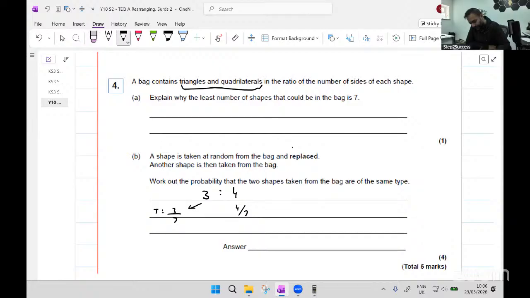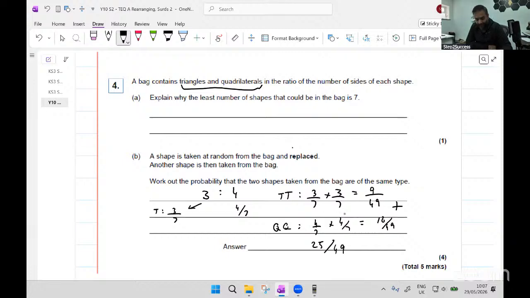and work out the probability that they're both the same type, and we're replacing it each time. So the probability of getting two triangles would be 3 over 7 times 3 over 7, which is 9 over 49. And the probability of getting two quadrilaterals would be 4 out of 7 times 4 out of 7, which is 16 out of 49. And because both of these are possible, you add those two answers together. 9 add 16 is 25 out of 49. That should be the answer.